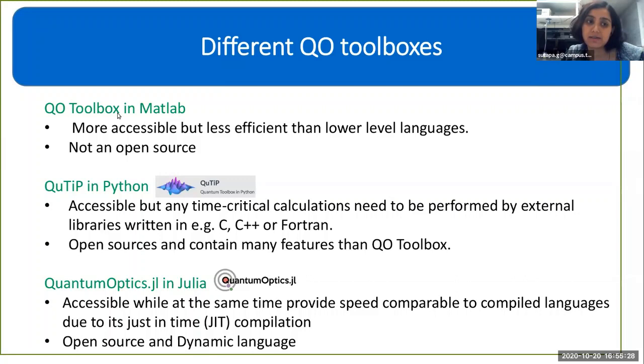Before the quantum optics toolbox in Julia, we also had other toolboxes. The first one was written in MATLAB, and it became very popular because of its easy code readability and because it was the first combined quantum optics toolbox that offered a lot of functionality. But it was not open source, and it was less efficient than lower level languages like C++.